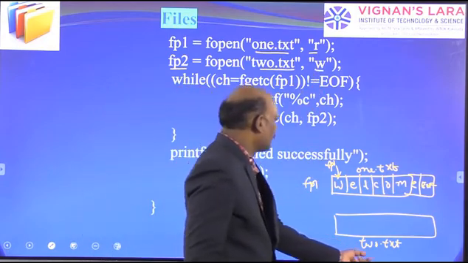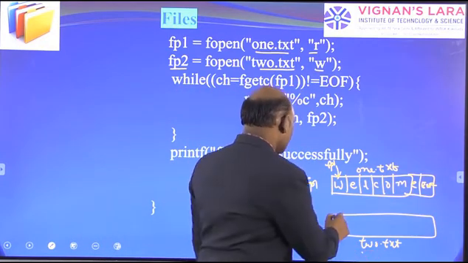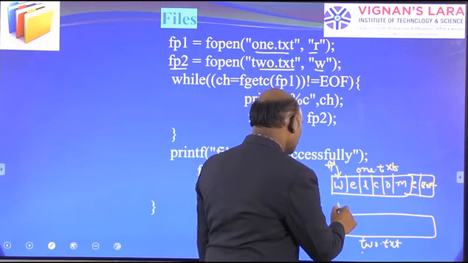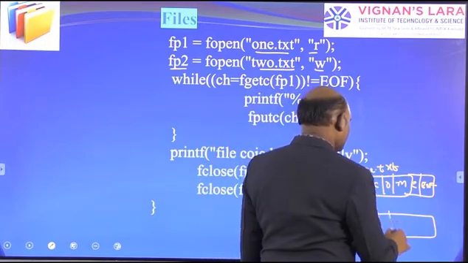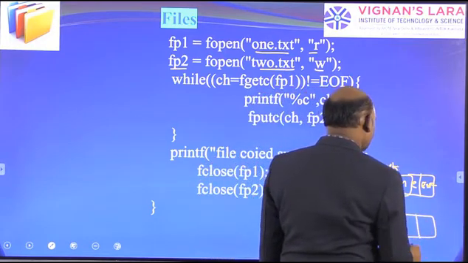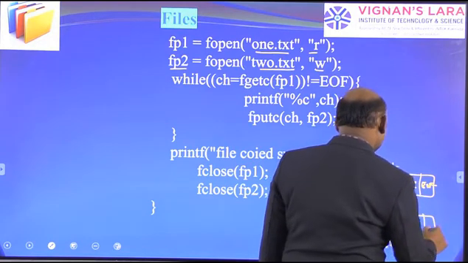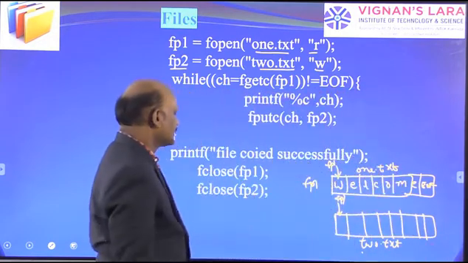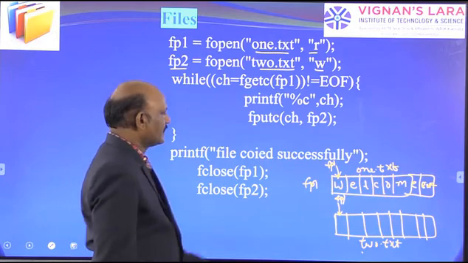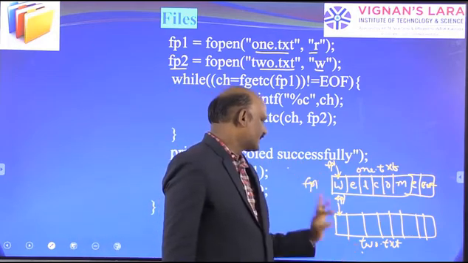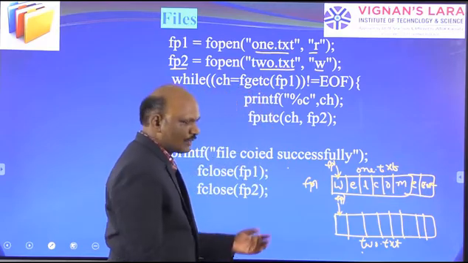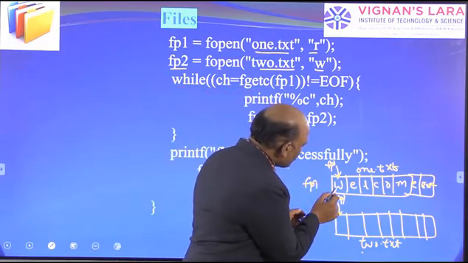So this file I am opening in writing mode. Whenever we open it in writing mode, the file pointer points to the first character of the file. This is 2.txt. Next slide. So here I am opening the first file in reading mode and the second file in writing mode. Now I want to copy the data from this file to this file.